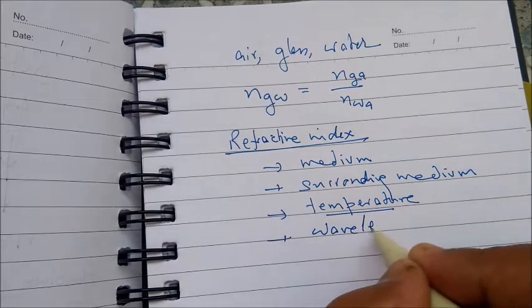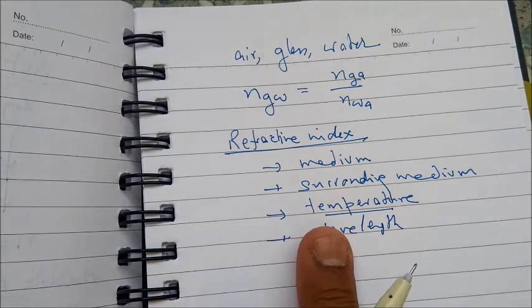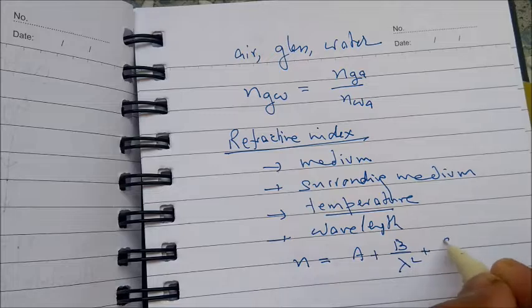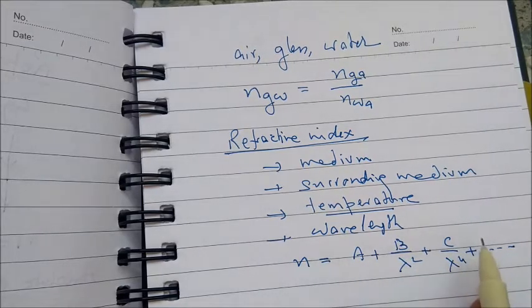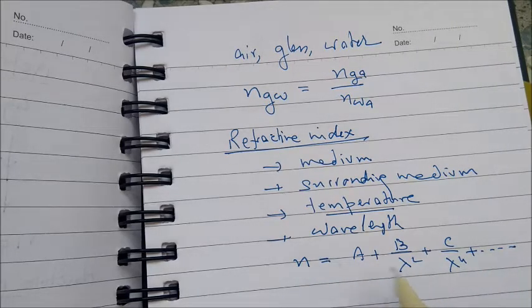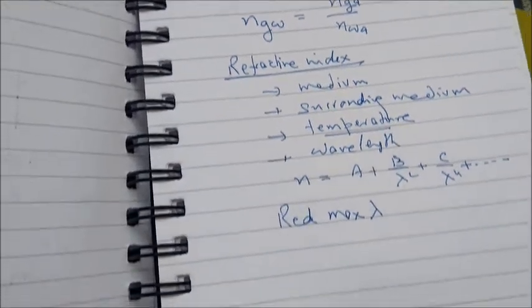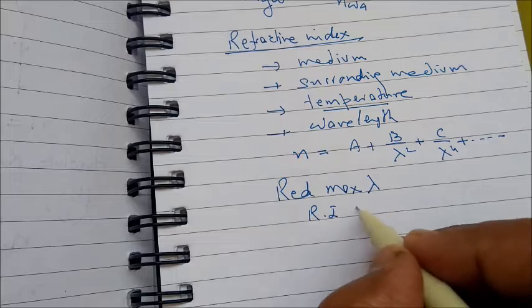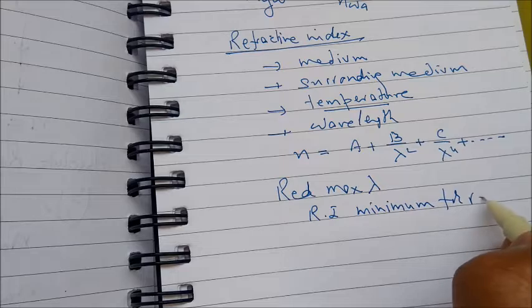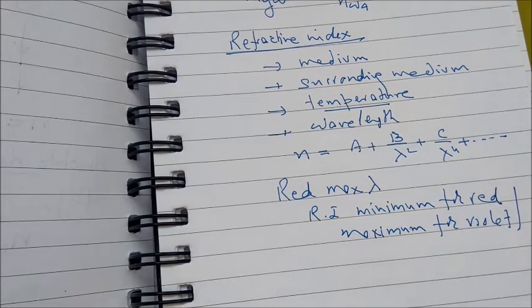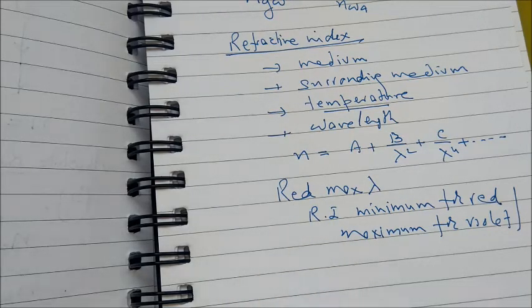It also depends on wavelength. Refractive index is different for different wavelengths, and there is a relation for it. We call it the Cauchy relation: A plus B by lambda square plus C by lambda 4 and so on. A, B, C all depend on the medium. Higher refractive index is for lower wavelengths. For higher wavelengths, refractive index is less. Red has maximum wavelength, so refractive index of any medium will be minimum for red and maximum for violet.